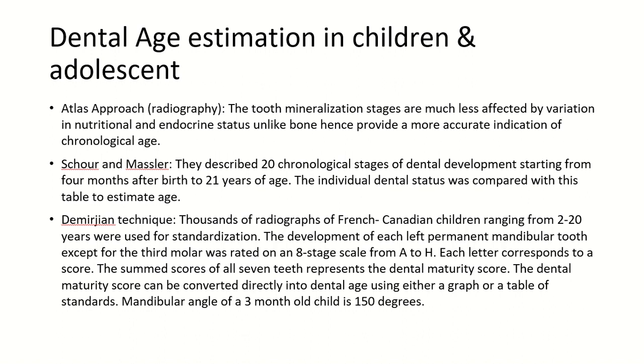Dental age estimation. First is the Atlas approach or radiography. So the tooth mineralization stages are less affected by any variation. So these can provide an accurate indication of the chronological age. Schour and Massler describe 20 chronological stages of dental development from a 4-month-old baby to a 21-year-old adult. So the age can be estimated from this table.